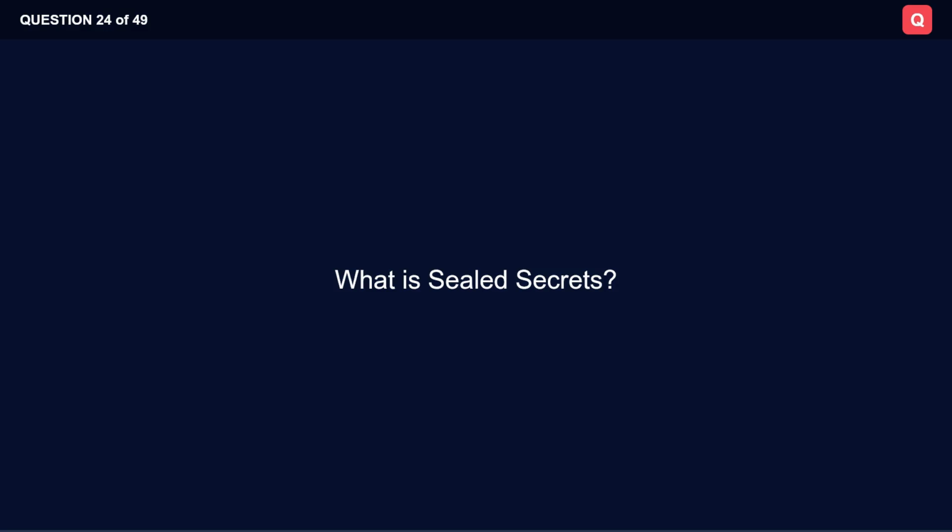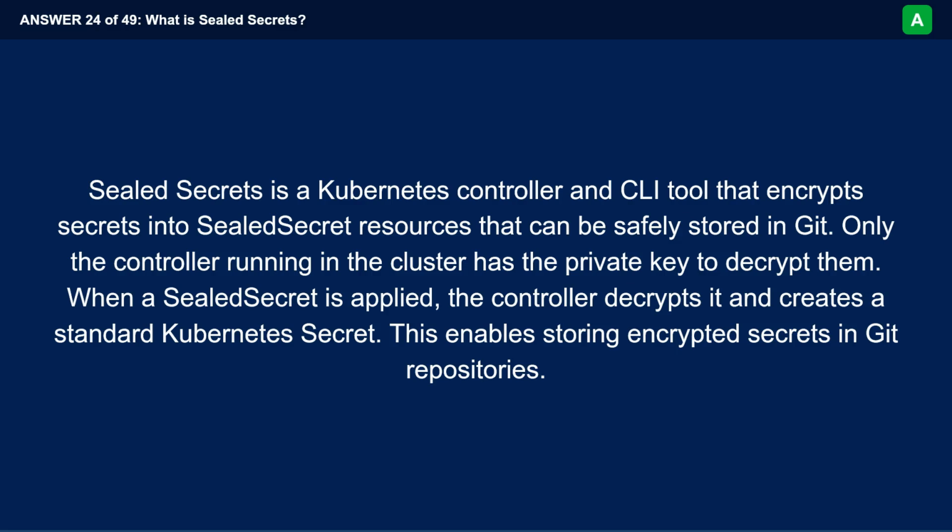What is Sealed Secrets? Sealed Secrets is a Kubernetes controller and CLI tool that encrypts secrets into SealedSecret resources that can be safely stored in Git. Only the controller running in the cluster has the private key to decrypt them. When a SealedSecret is applied, the controller decrypts it and creates a standard Kubernetes secret. This enables storing encrypted secrets in Git repositories.